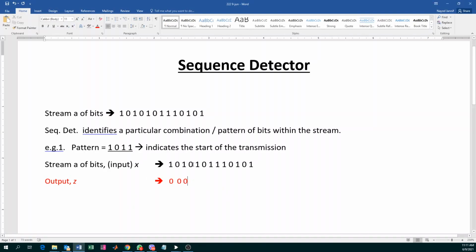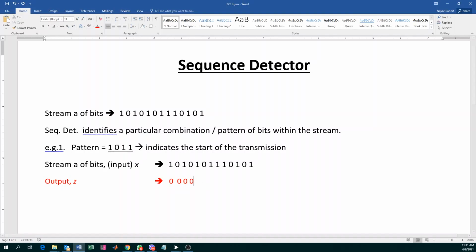Now let's look at our fourth bit. It's like a window, we're using a window system. Our fourth bit is a 0. Therefore, we have 1, 0, 1, 0, and when we match it up against 1, 0, 1, 1, again, that's not a match.